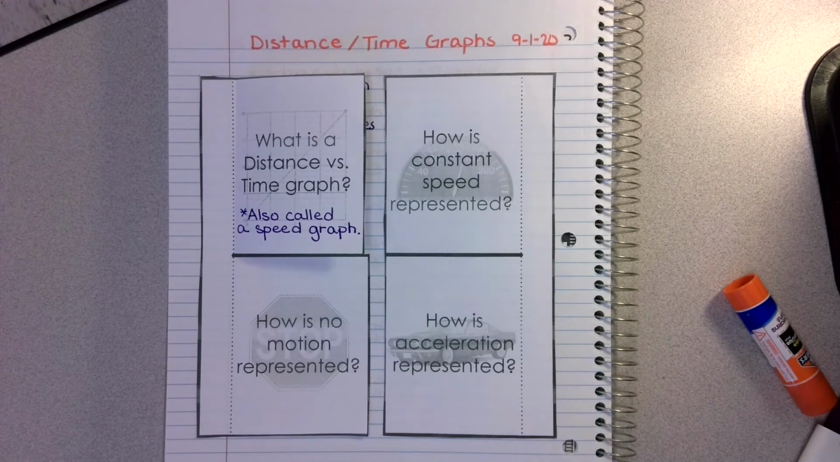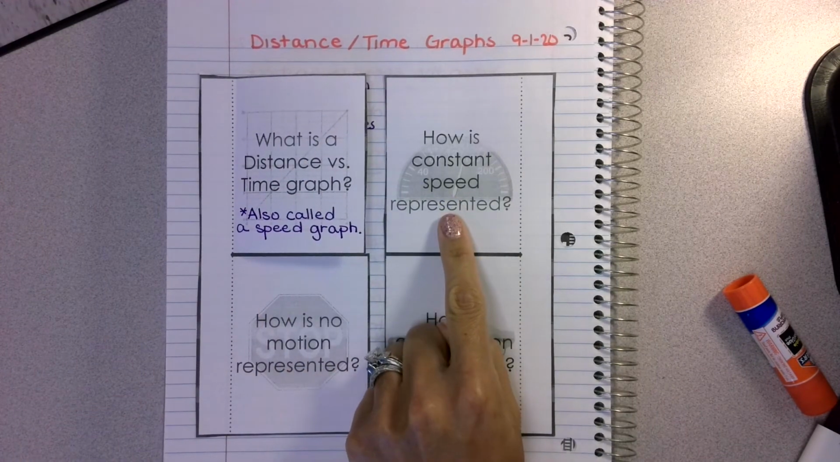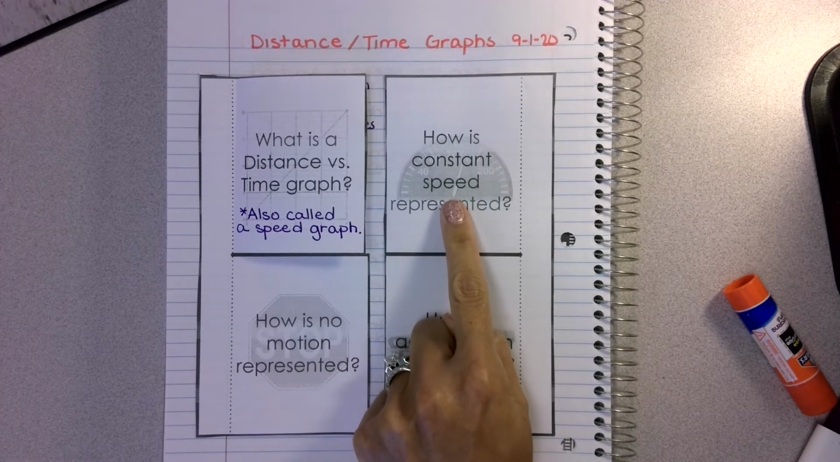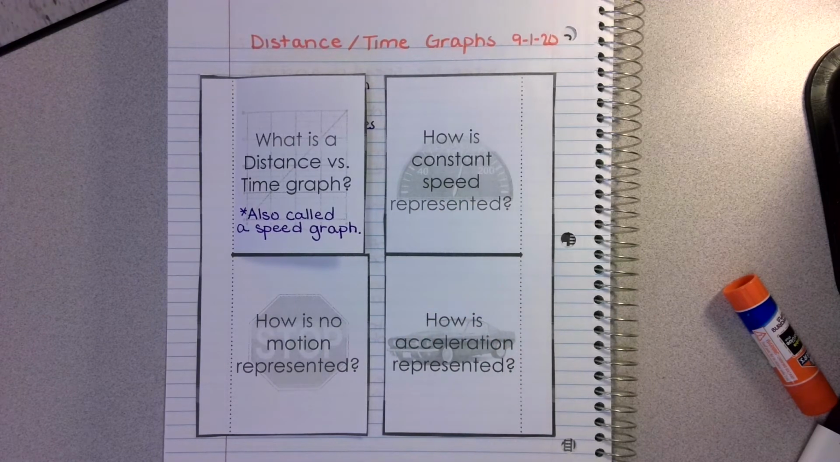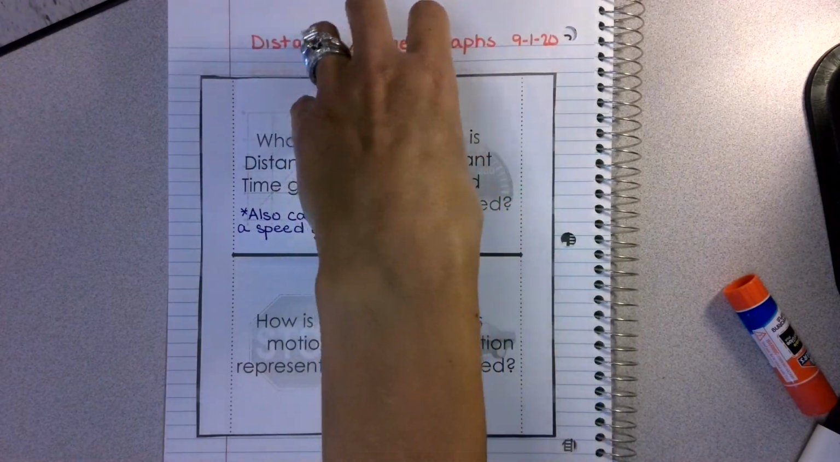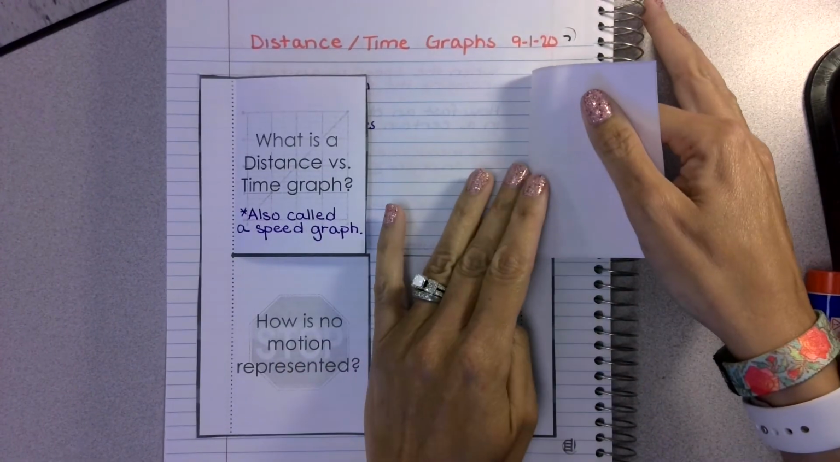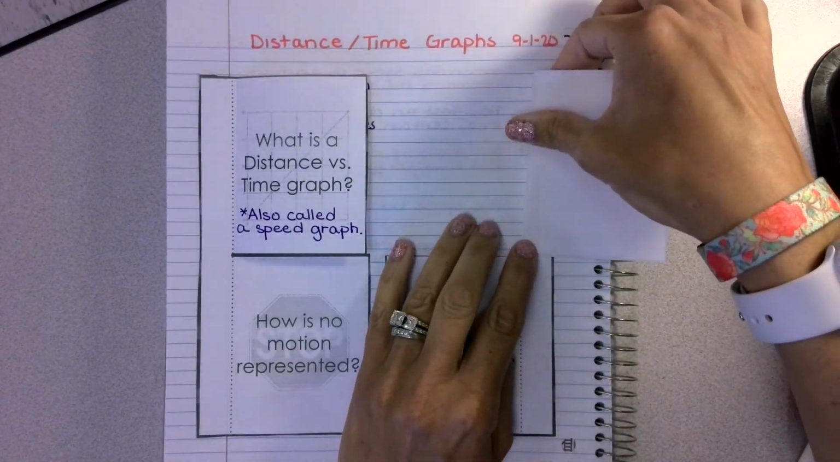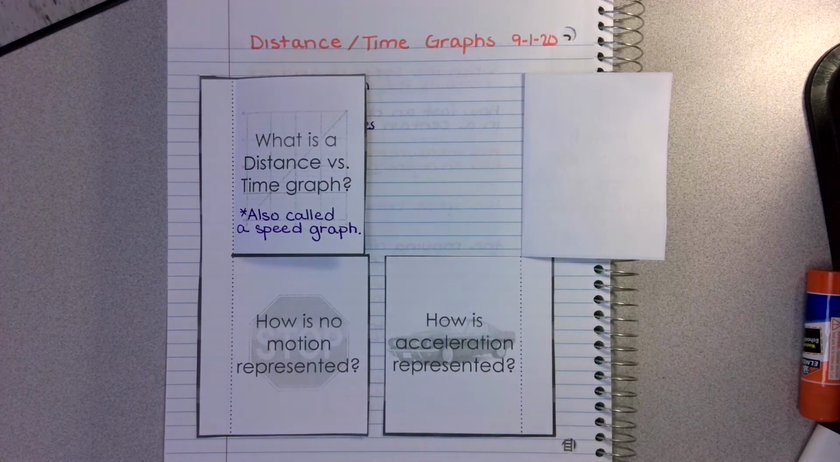And on the other side, it says, how is constant speed represented? Well, constant speed was one of our vocabulary words. It's speed that stays the same. It doesn't change. Like you're not going faster and then slower. You're staying at the same speed. So if you're on the highway and you have the cruise control set and you're driving at the same speed the whole time, how would they represent that on the graph?